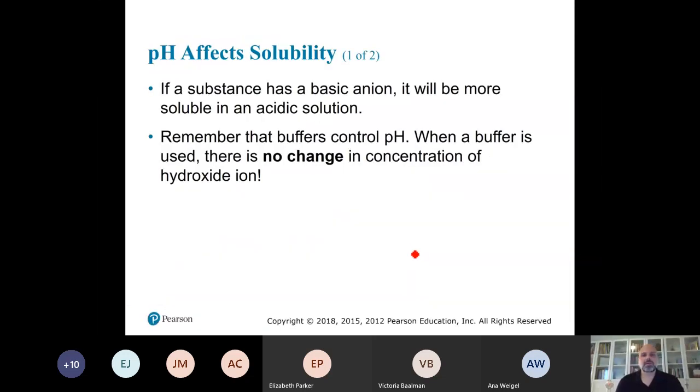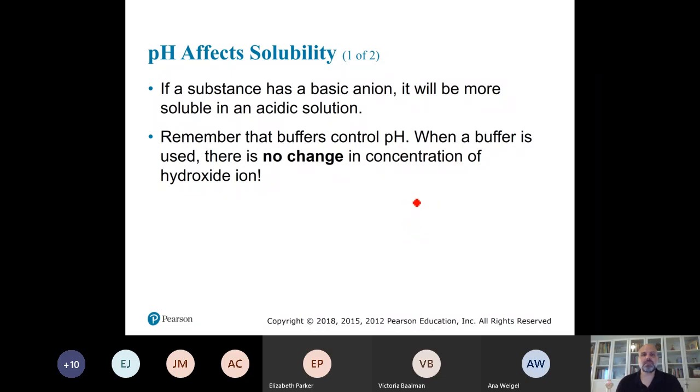All right, and then we started talking about how pH is going to affect solubility. We briefly introduced this. If a soluble substance has a basic anion, it will be more soluble in an acidic solution. And remember that buffers control pH, so when a buffer is used, there's no change in the concentration of the hydroxide ion.